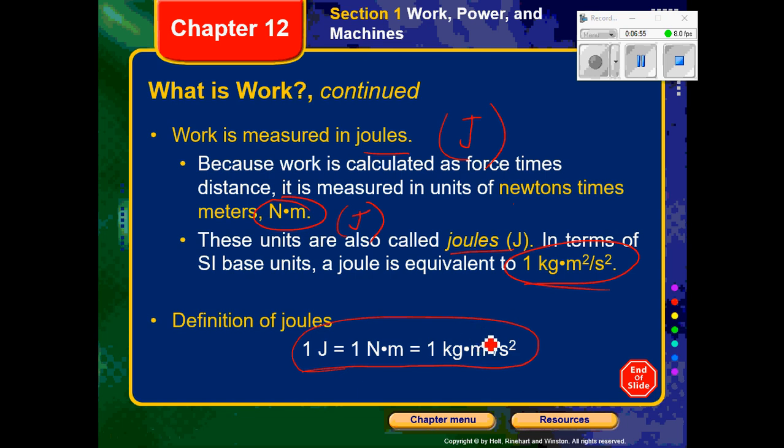Now, this right here, it says meters squared per second squared, kilogram meters per second. So it's force times distance. A force is a kilogram times meters per second squared times another meter. That's how we get that meters squared there.